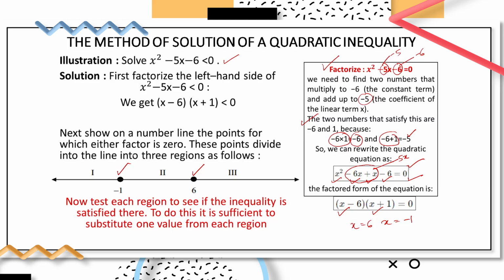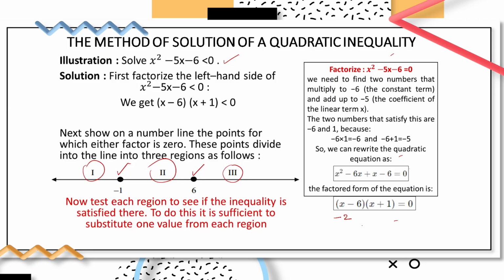So 6 and minus 1, and because there are 2 points, the entire line gets segmented into 3 sections, 1, 2 and 3. Now we test for each region wherein our solution is actually lying. In order to find in which region the solution lies, we are supposed to substitute values for the respective regions. Likewise over here, let's put a value which is less than minus 1. Say we substitute the value minus 2.